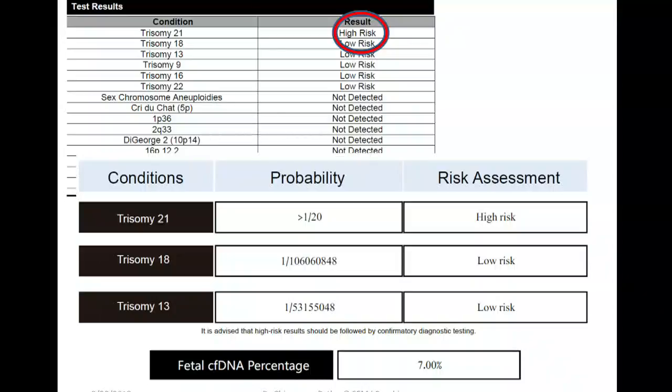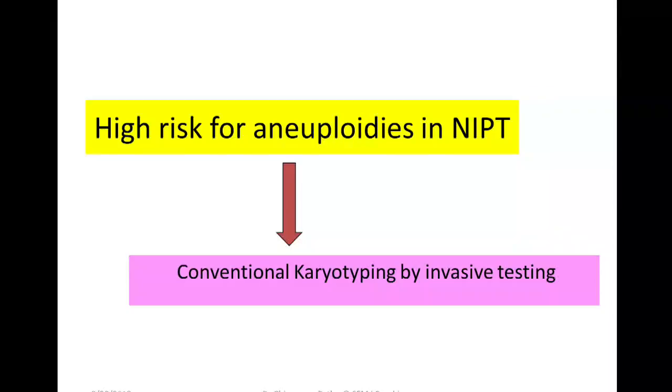I can't see you or hear you, but I hope all of you are thinking in your minds what would be the right thing to do here. Because it looks like a test done on fetal DNA, it seems extremely possible that this will be trisomy 21, but still the recommendation is that this is a screening test, and if it is high risk for aneuploidies, you follow it up with a conventional karyotyping by invasive testing.